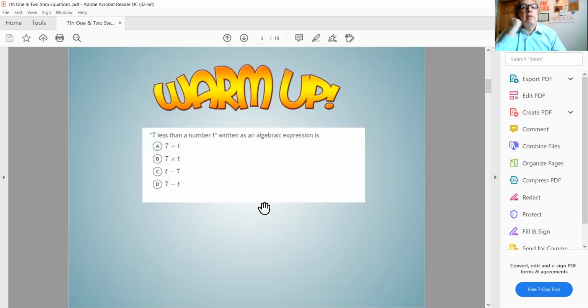So let's take a look and see if we remember. What would this look like? 7 less than a number t written as an algebraic expression. What does that mean? Well, I've got it in word form. And the goal is one of these is an accurate representation of how it would look as a numerical and algebraic operation. So take a few moments, we'll do a poll and we'll look and I'll share the results with you.